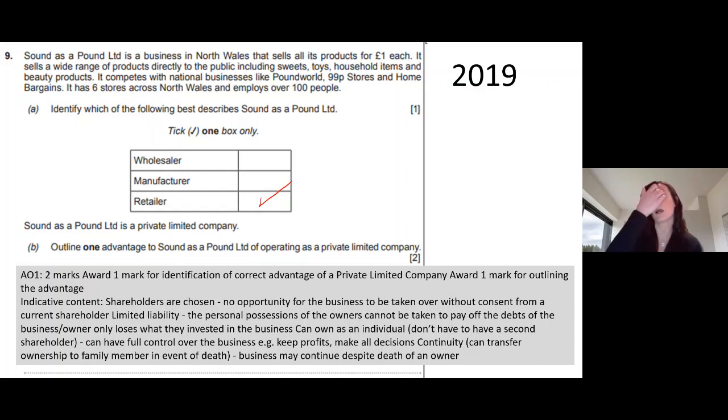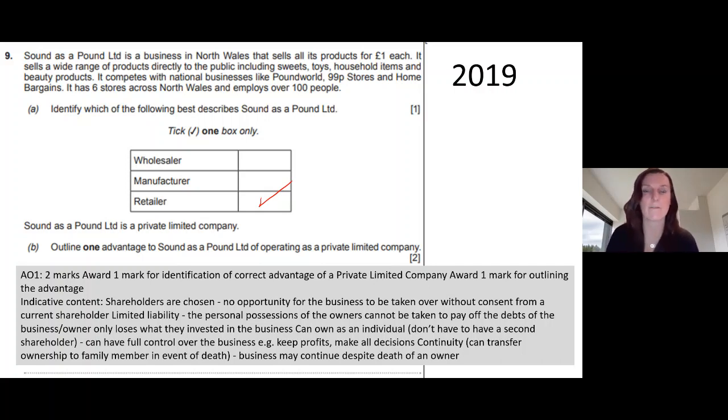So this is a 2-mark question, so it's asking for one advantage. Just very quickly saying shareholders are chosen is not going to get you the 2 marks. So you need to have that expansion. Shareholders are chosen, therefore no opportunity for the business to be taken over without consent. Limited liability, therefore the personal possessions of the owners cannot be taken off to pay the debts of the business. So that therefore is quite useful.